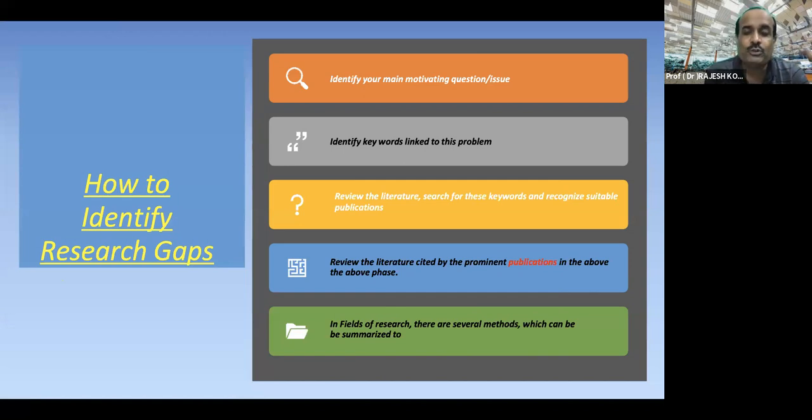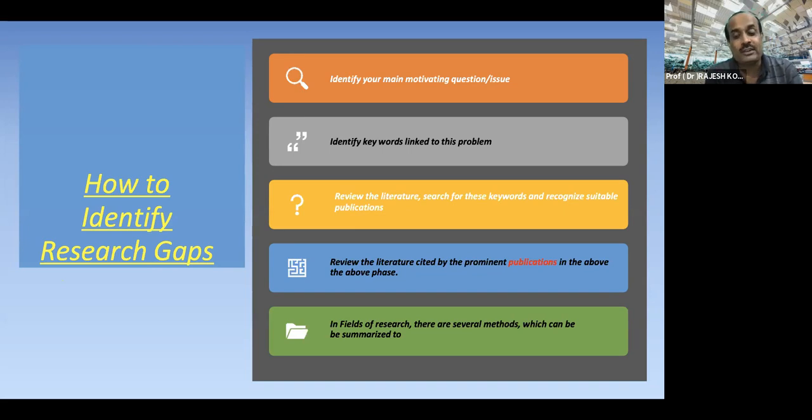First, you have to have your own issue or question, something motivating. Then identify keywords in your research problem, mainly what you are finding out. Then do a very in-depth literature review using the keywords. You can use many software tools like Mendeley, Zotero, EndNote, and databases like PubMed. Then you will find the research gaps, reviewing literature cited by prominent publications.